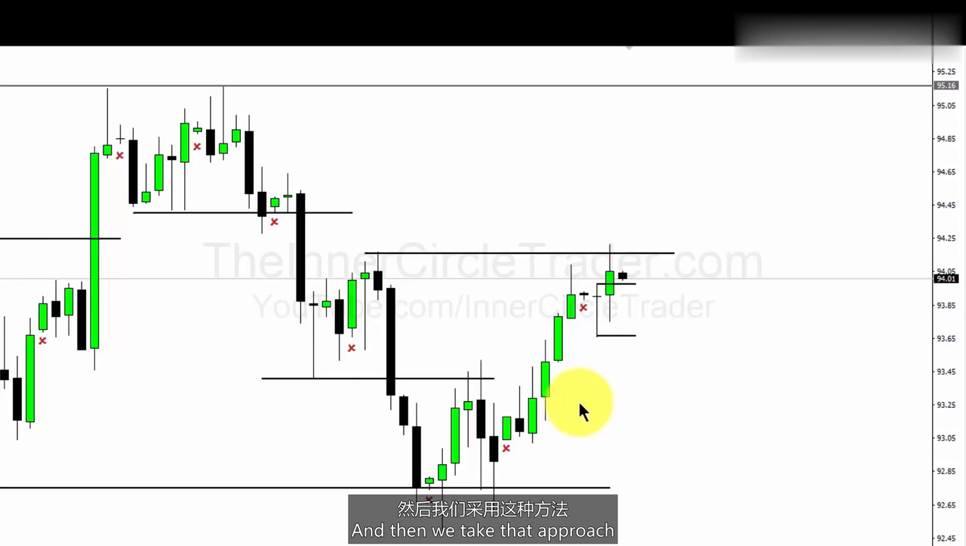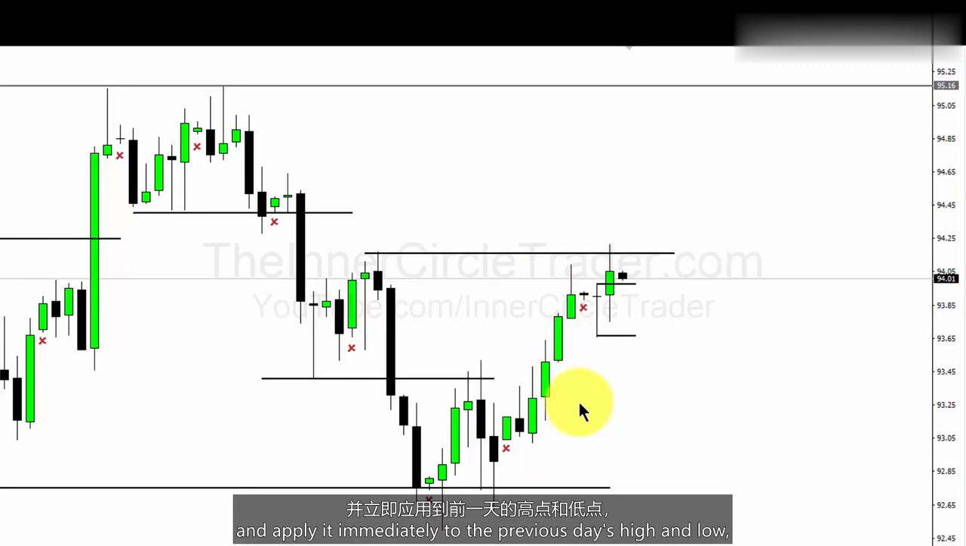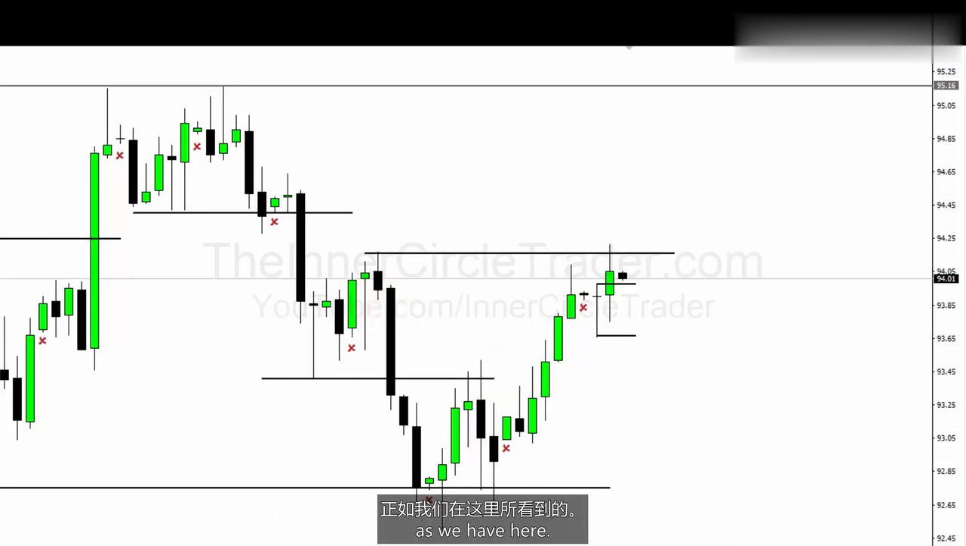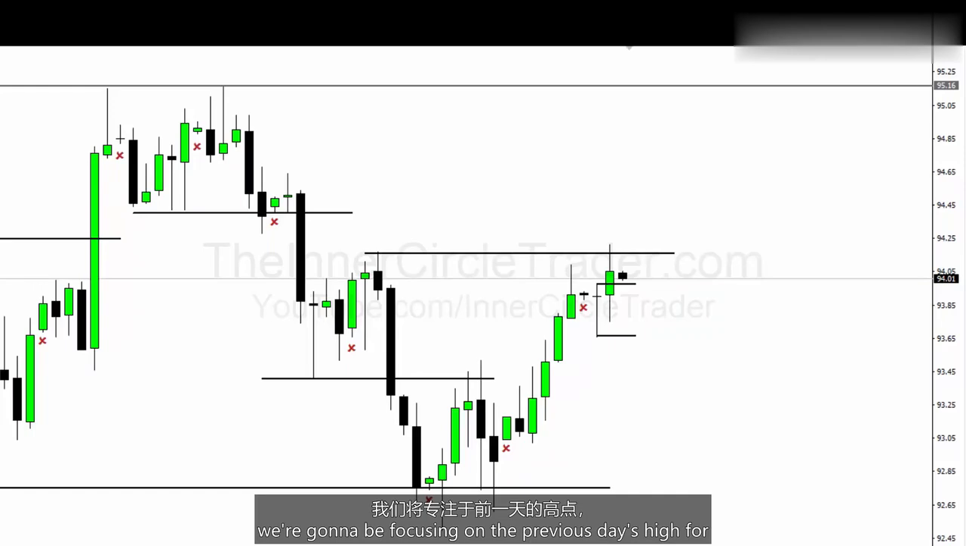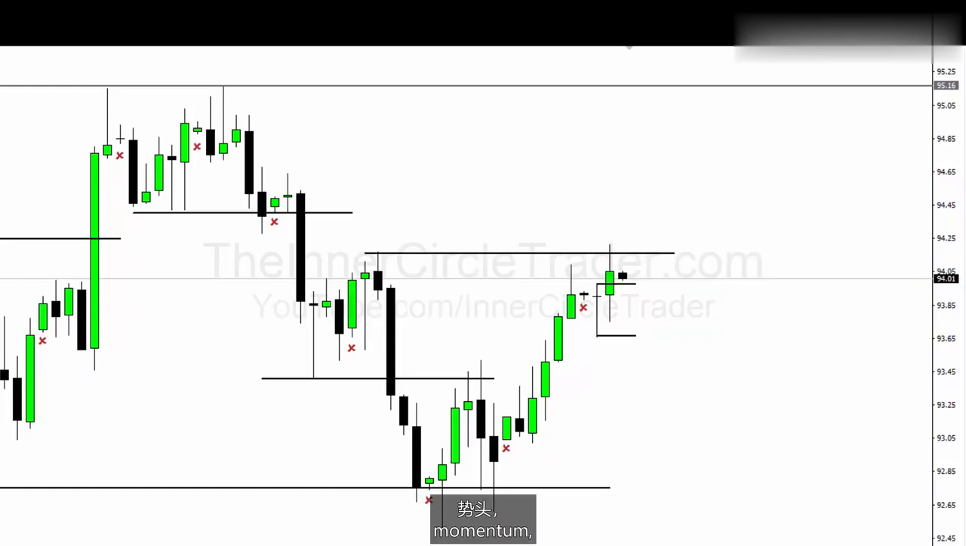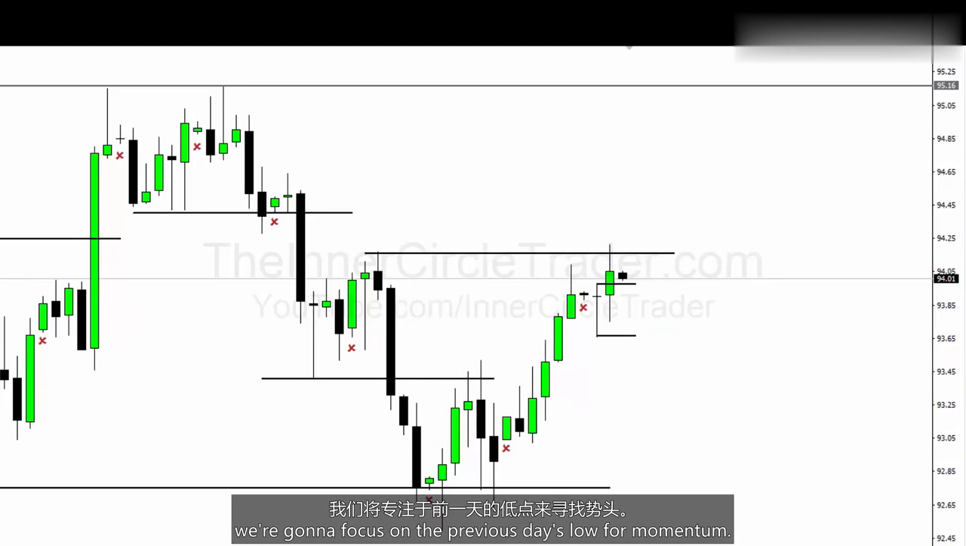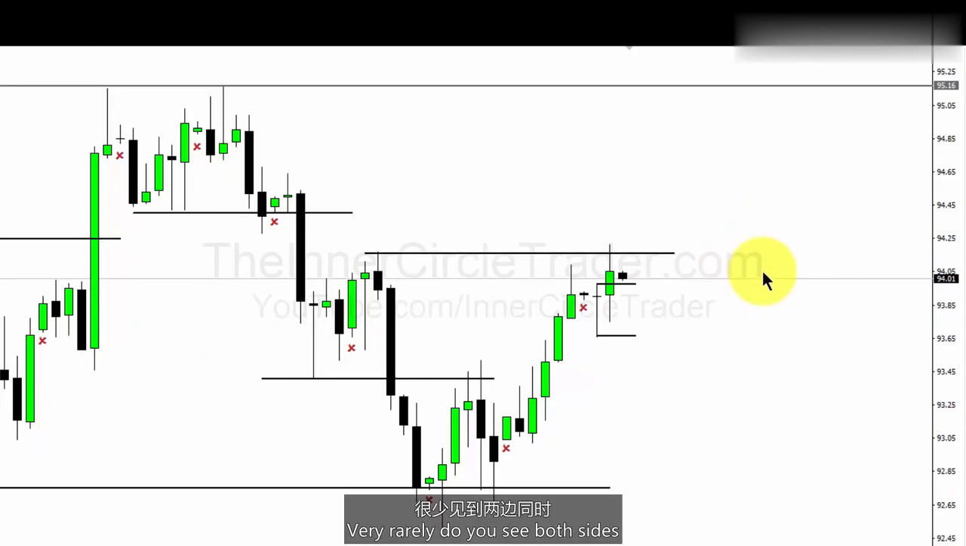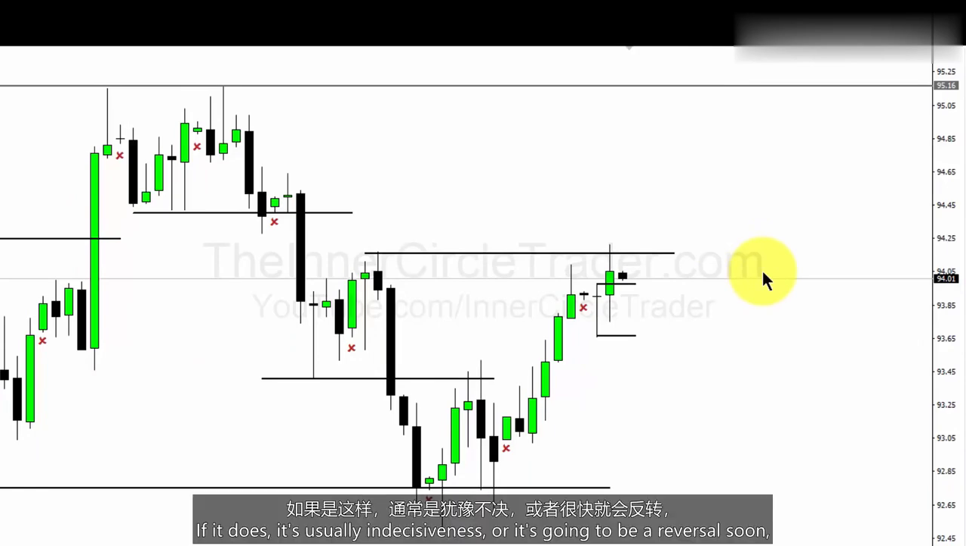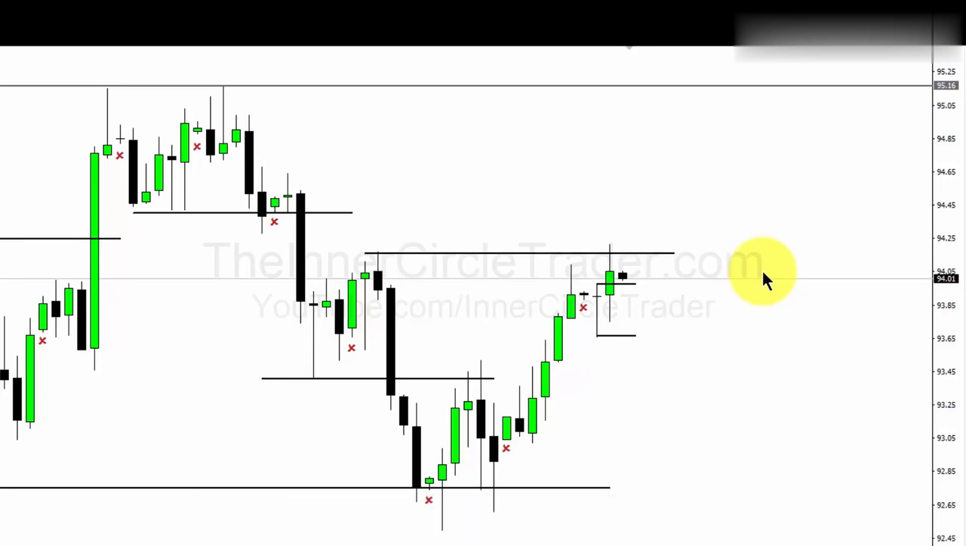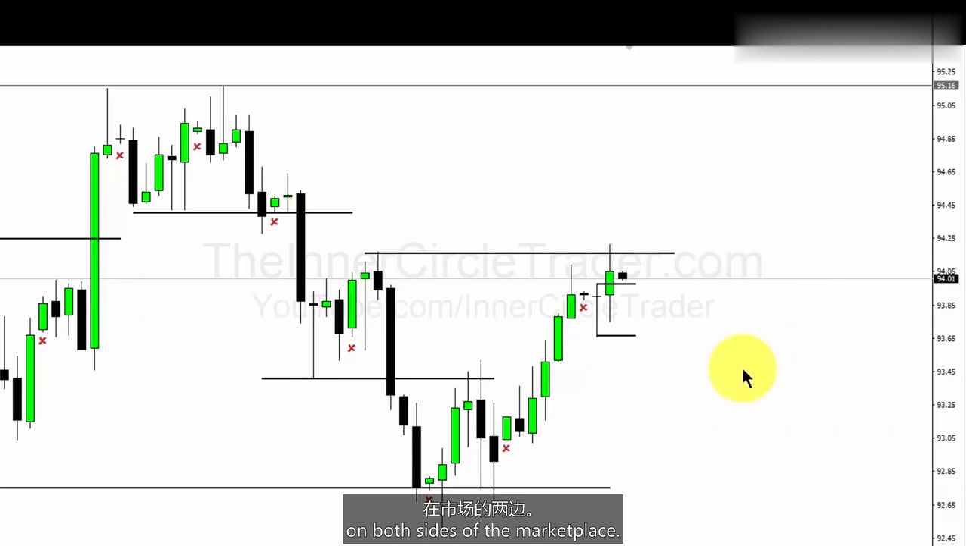And then we take that approach and apply it immediately to the previous day's high and low, as we have here. And what you're determining is if we're bullish, we're going to be focusing on the previous day's high for momentum. And when we're bearish, we're going to focus on the previous day's low for momentum. Very rarely do you see both sides of the previous day's candle tagged or traded through. If it does, it's usually indecisiveness or it's going to be a reversal soon, and they're clearing the board on both sides of the marketplace.